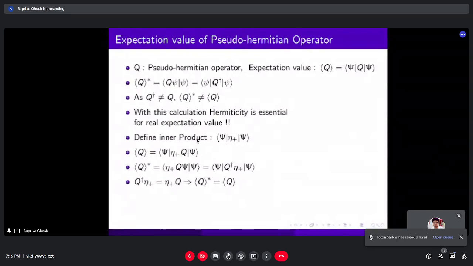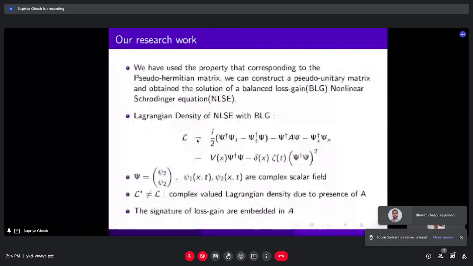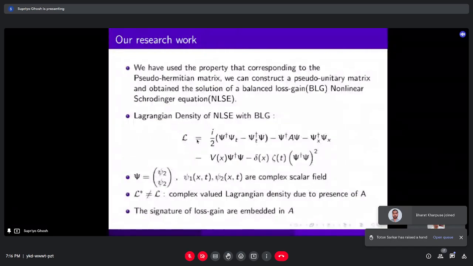Now coming to our research work. We have used the property that corresponding to a pseudo-Hermitian matrix, we can construct a pseudo-unitary matrix, and we have used this property to obtain the solution of a balanced loss-gain nonlinear Schrodinger equation. The Lagrangian density of our system, that is the nonlinear Schrodinger equation with balanced loss and gain, is given here. Both ψ1 and ψ2 are complex scalar fields.